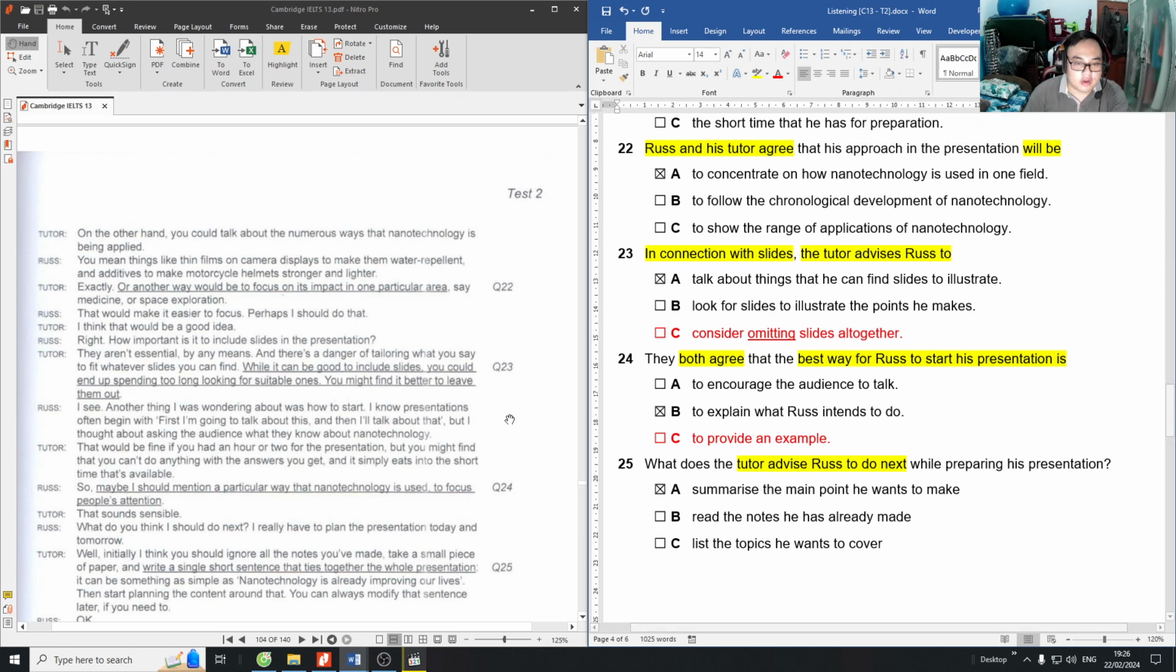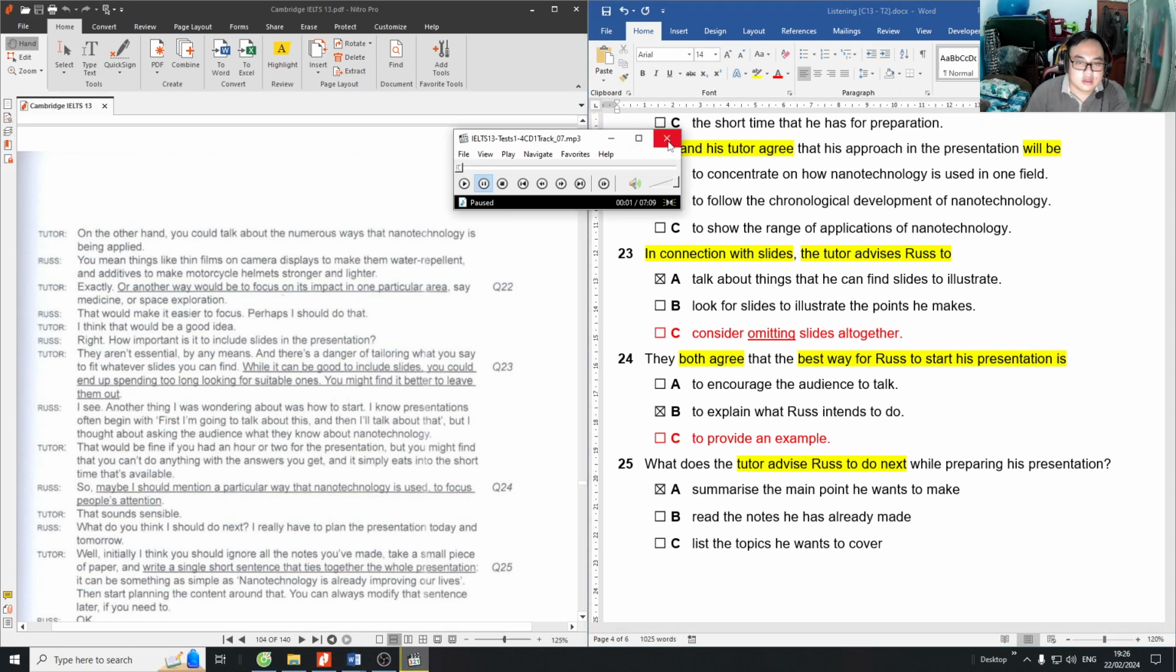All right, number 24. Or another way would be to focus on its impact in one particular area, say medicine or space. I know presentations often begin with, first I'm going to talk about this, and then I'll talk about that. But to include slides, you could end up spending too long looking for suitable ones. You might find it better to leave them out.